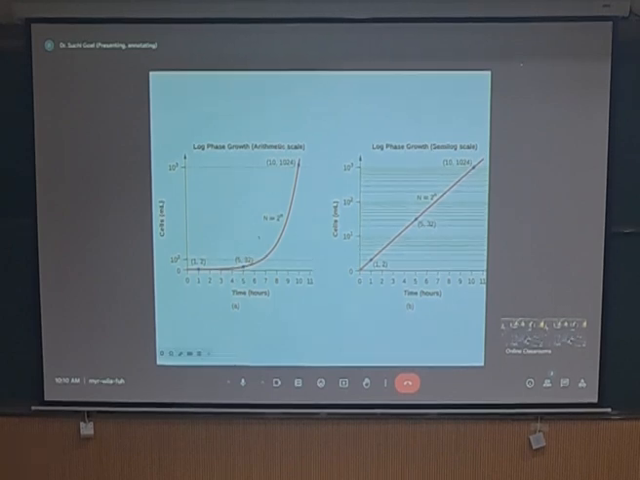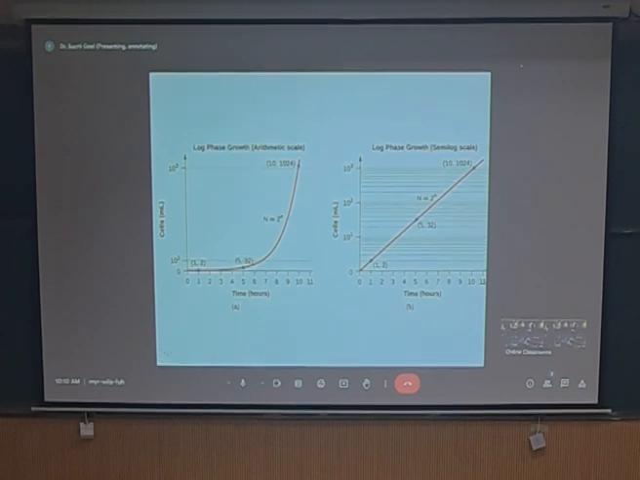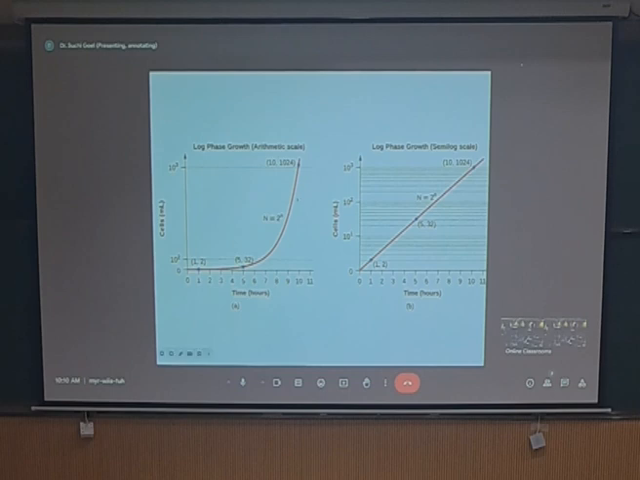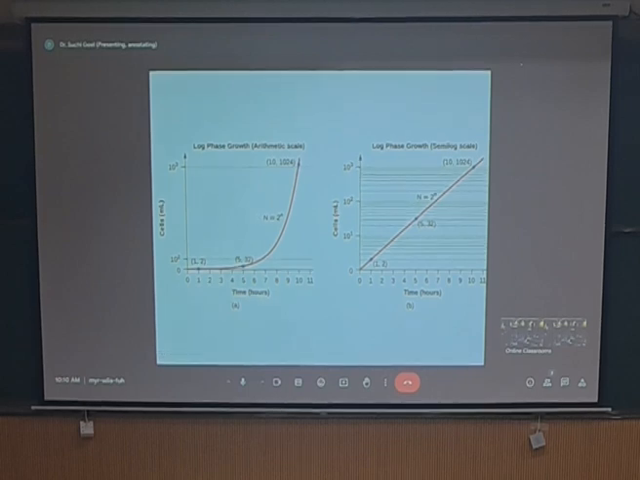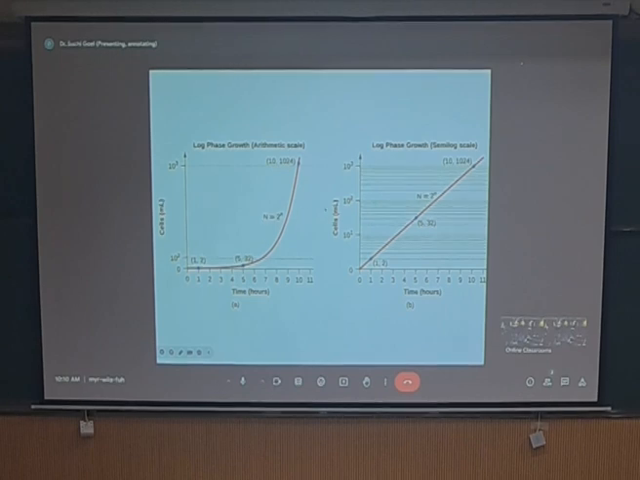This figure is very important. So this number, n is equal to 2 to the power n, is very important. Based on how many cells I have inoculated here, I can calculate what will be my number of cells after 10 hours or 5 hours or 24 hours. So this equation is very important for microbiology.